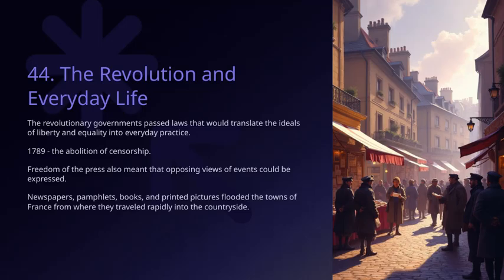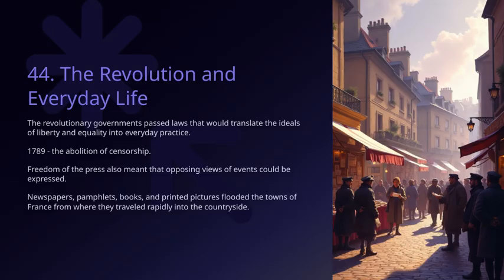So, in this part of the revolution, the revolutionary governments aimed to put their ideas of liberty and equality into action in everyday life. One of the first major steps was in 1789, when censorship was abolished. This was a huge move because it meant that people could now express their opinions openly without fear of punishment. Freedom of the press became a reality, allowing opposing views on current events to be shared freely.